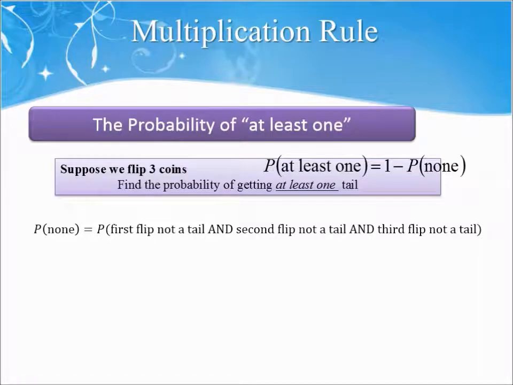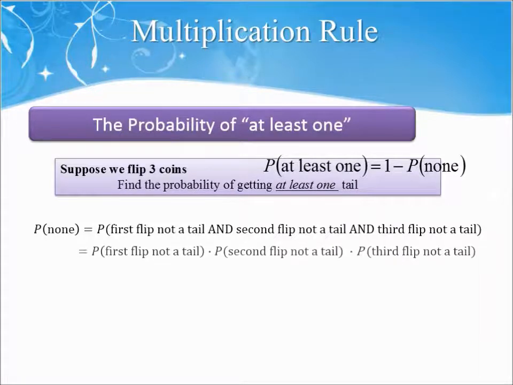So let's consider the probability of none first. That would be the same thing as saying the probability of the first flip not being a tail, and then the second flip not being a tail, and then the third flip not being a tail. But of course, each of those flips would be independent, so the probability of none would be the probability of the first flip not being a tail times the probability of the second flip not being a tail times the third flip not being a tail. We can multiply those probabilities together because these are independent events.